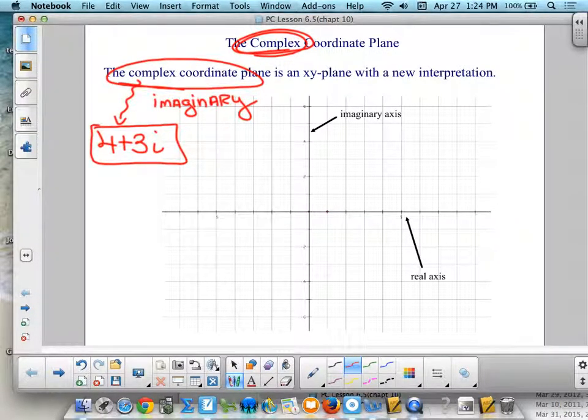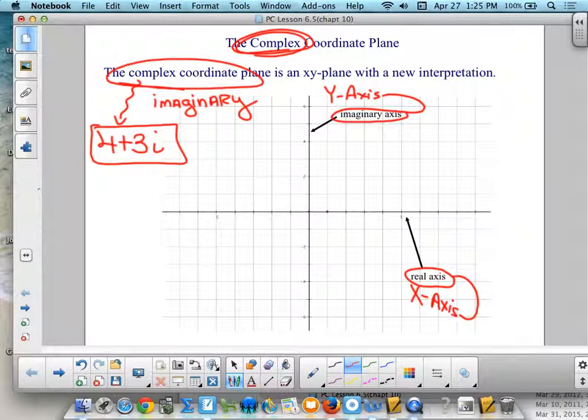Now, what did we do with them? We actually graphed them, and we graphed them on something that looked like the XY coordinate system, but we didn't call it the x-axis. Instead of calling it the x-axis, we called it the what? The real axis. So guys, the x-axis just turned into the real axis, where the y-axis turns into what? The imaginary axis.